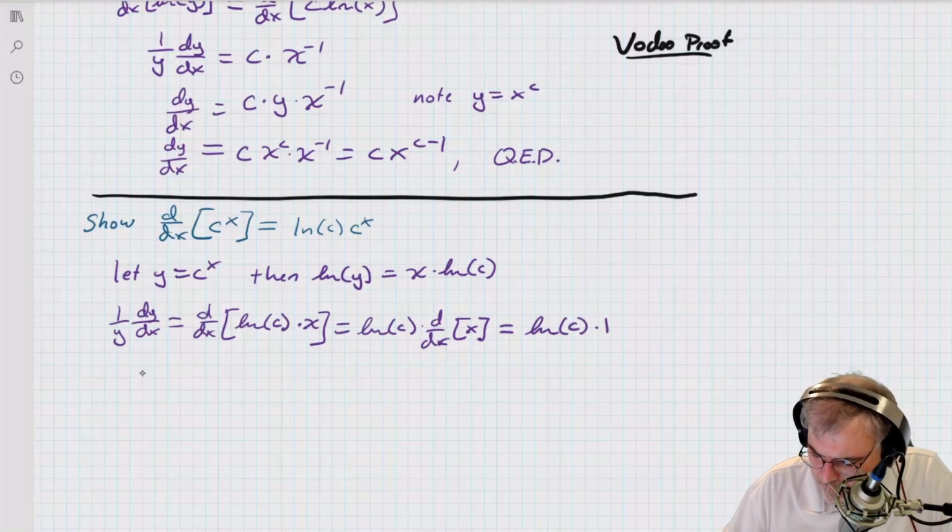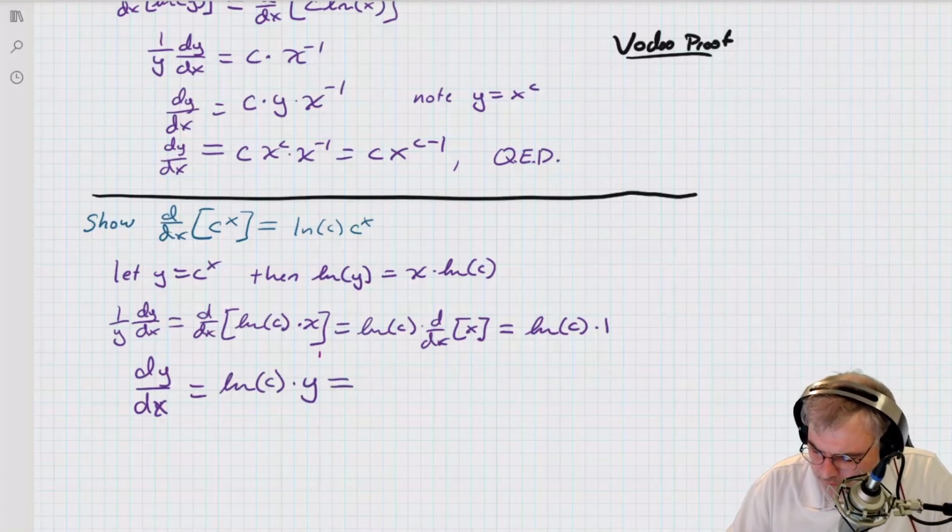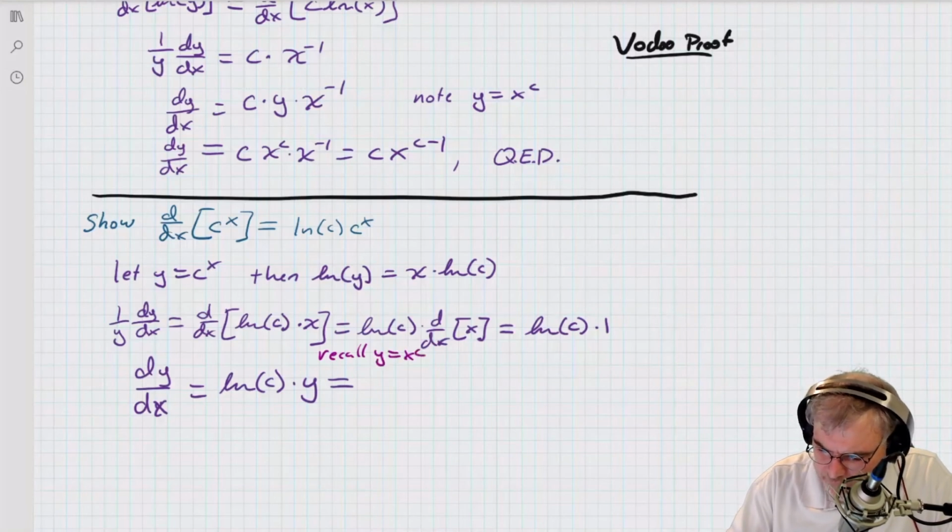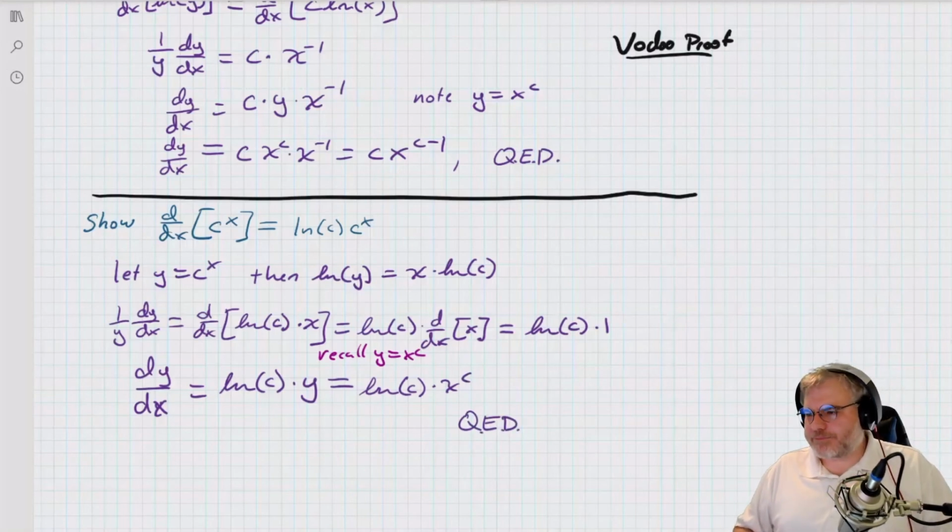So now I'm going to multiply by y on both sides, and I wind up with dy over dx equals ln of c times y. And then remember that y equals c to the x, so I get ln of c times c to the x. How do we feel about that? 1 to 5.